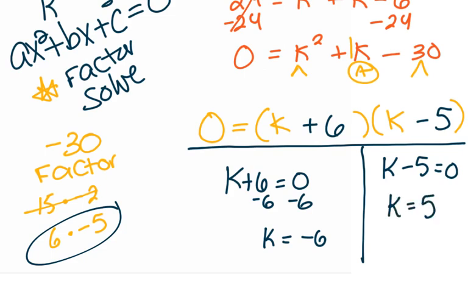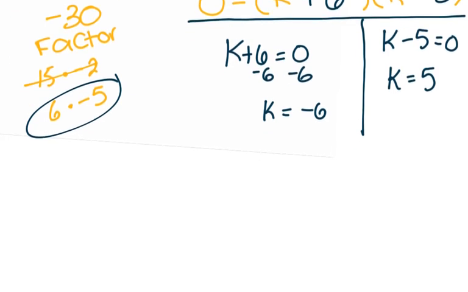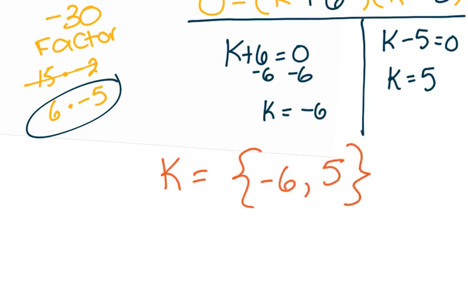So for this problem, we have two solutions. Now this is called a solution set. We're going to put the smaller number on the left and 5 on the right-hand side. These are not parentheses. These are called braces. Okay, solution set.